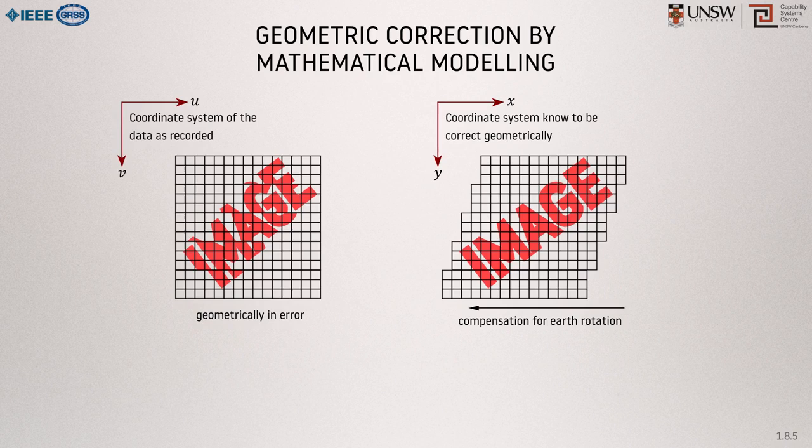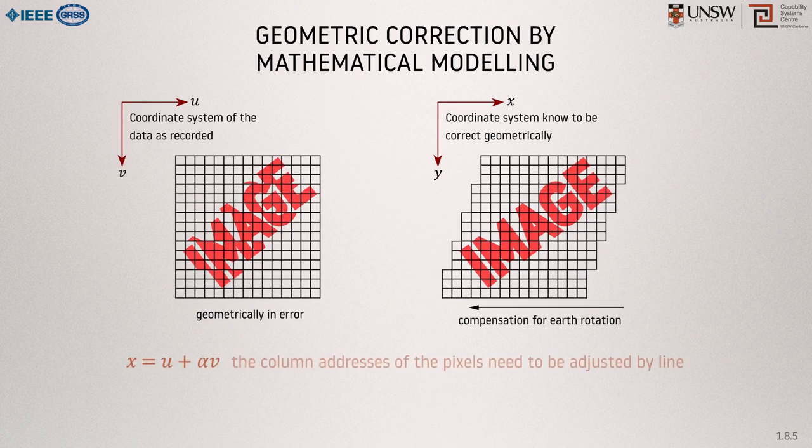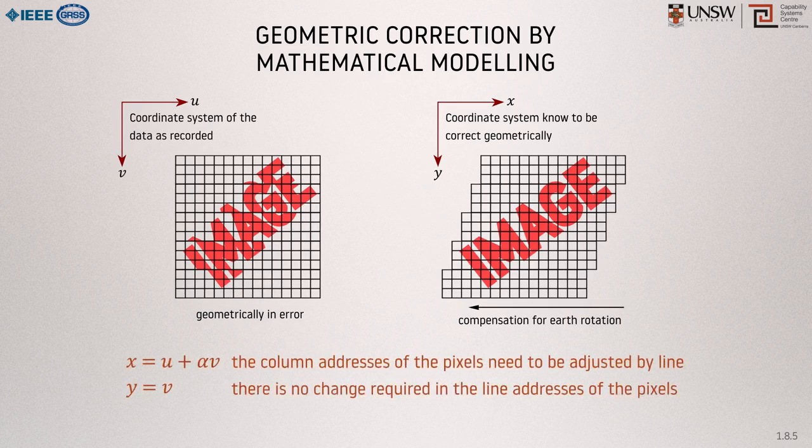We now set up 2 equations. They describe the position of a pixel in the correct coordinate system as a function of the position of the pixel as recorded. Note that the line coordinate, v and y respectively, does not change. Therefore we get the second unchanged equation shown at the bottom of this slide.